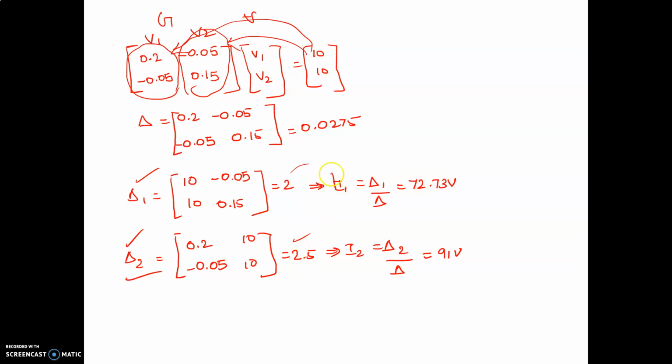Then we have to calculate the voltage. This is not current, this is voltage, V1 and V2. V1 is equal to del 1 by del, which is equal to 72.73 volt. And V2 is equal to del 2 by del, which is 91 volt. So this is the way we have to solve a nodal analysis problem.